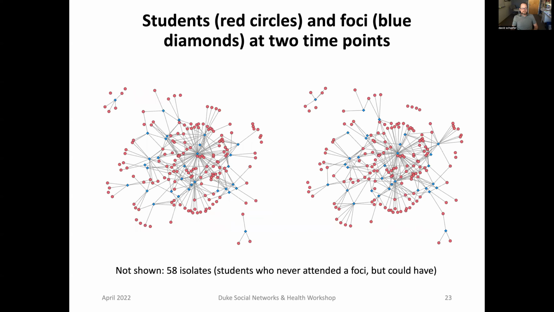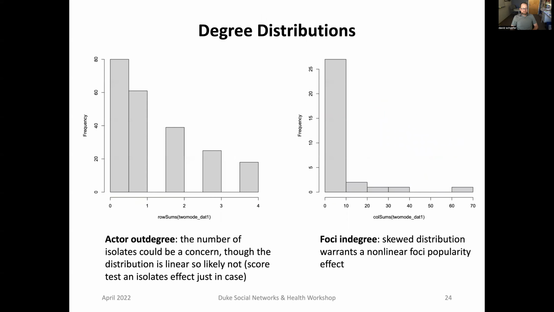Okay, here's the data we're modeling at the two time points. The red are students in a high school, and the blue are the activities they joined. Here's the degree distribution. Okay, what's good to know here is that in terms of actor out degree, you can't see it, but there are a number of actors who don't belong to any activities. And so that's important to keep in mind.